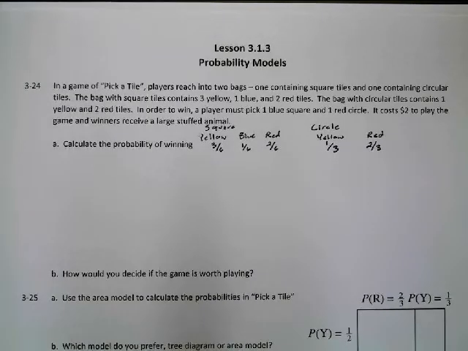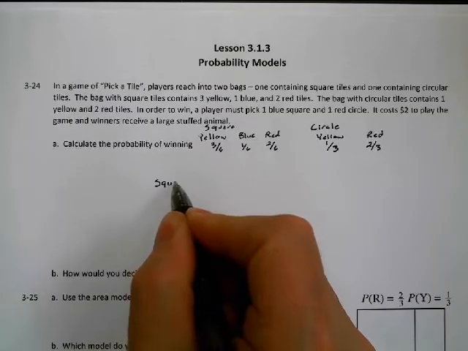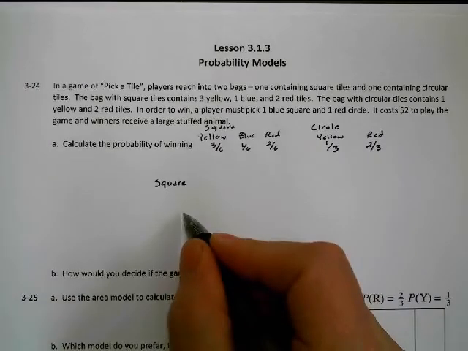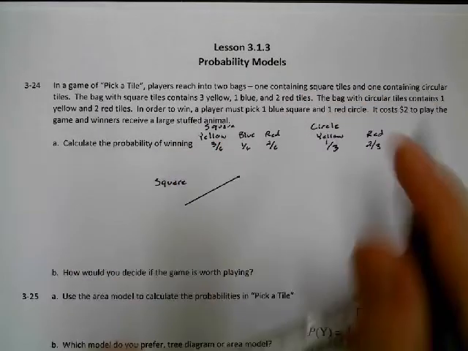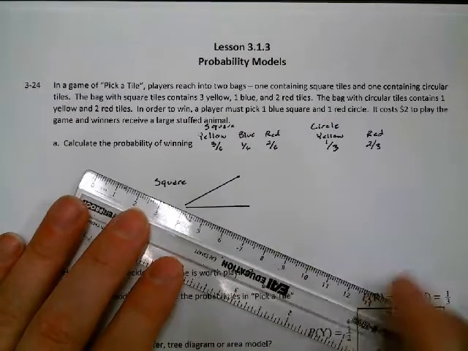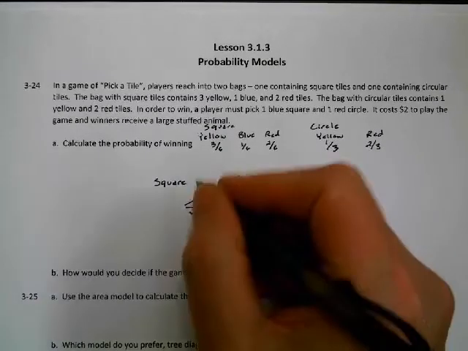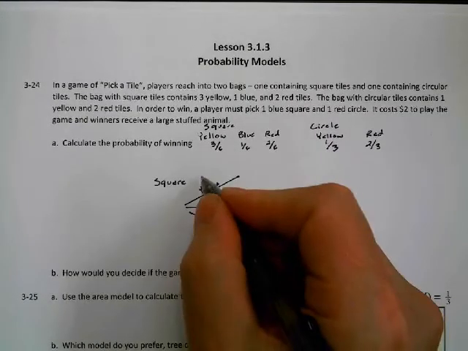All right, so let's start with pulling a square. So our first thing that's going to happen, our first draw here, our first event, is to pull a square. And 3 things can happen. So we're going to pull up a square, and we can pull a yellow one. We could pull a blue one, or we could pull out a red one. Are they equally likely to happen? No. If we do yellow, we have a 3 in 6 chance, or 1/2 chance.